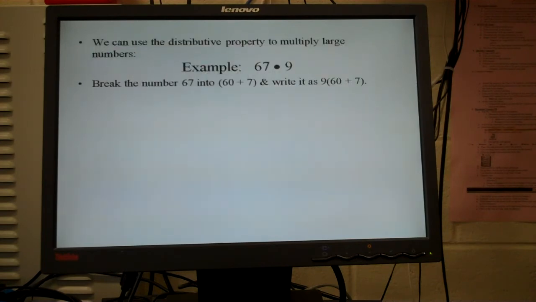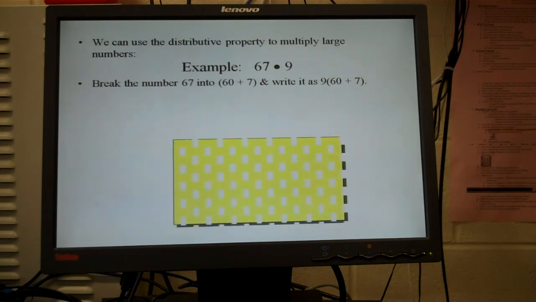Now we can also use the distributive property to make some multiplication problems become more mental math. Make some things kind of work easier in our head. 9 times 67 is a very difficult math problem to do all in your head. But if you break it down into pieces, it's much simpler. If we take that big number 67 and break it down into two parts, 60 plus 7, that really means 67, doesn't it?